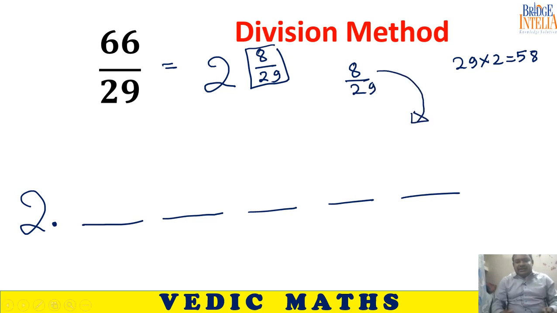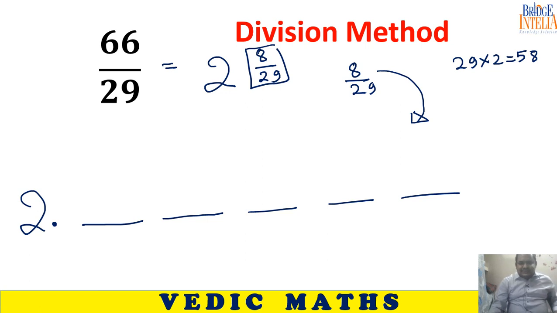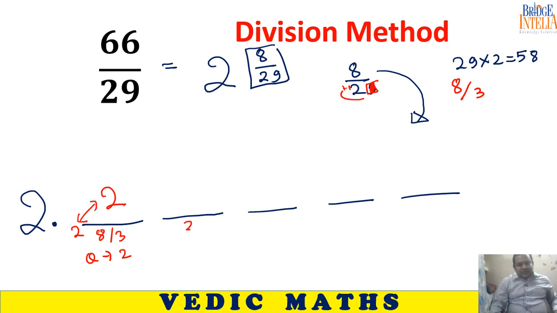So 8 by 29, you can apply the shortcut. So what is the shortcut? If you remove this 9 and add 1 to 2, so 8 by 3. So start from 8 by 3 and fill the blank. If you divide 8 by 3, quotient is 2, so write 2 here. Remainder is also 2, so write 2 here. Time to fill the next blank space using what? 2 and 2, so 22. What happens if you divide 22 by 3? Quotient is 7, so write 7 here. Remainder is 1, so write 1 here.